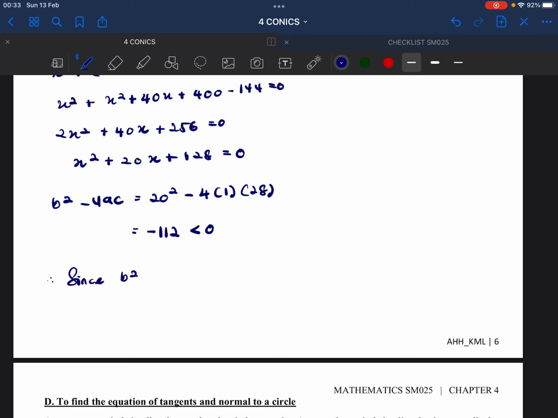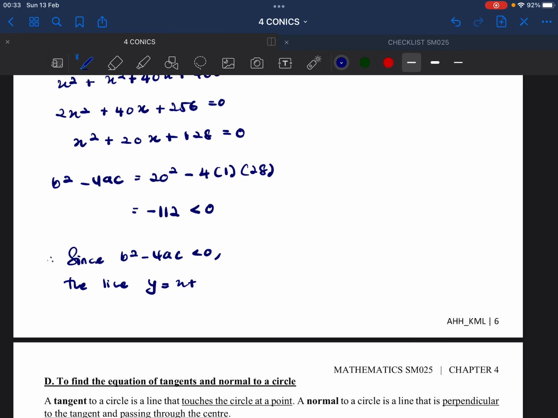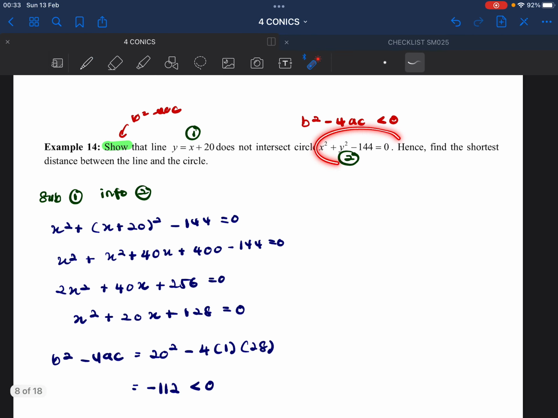So since b square minus 4ac less than 0, the line y equals to x plus 20 does not intersect with the circle. What circle? Okay, this circle here. Okay, settle on the first sentence here. So we are going to see this part here.